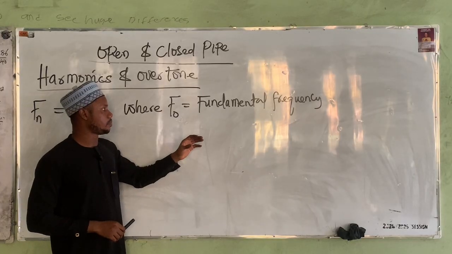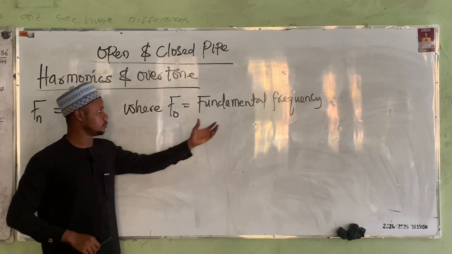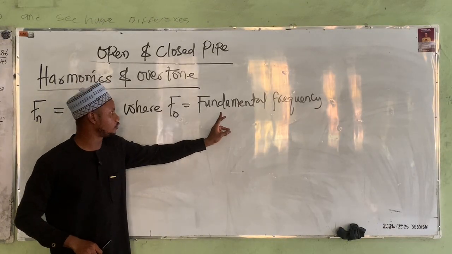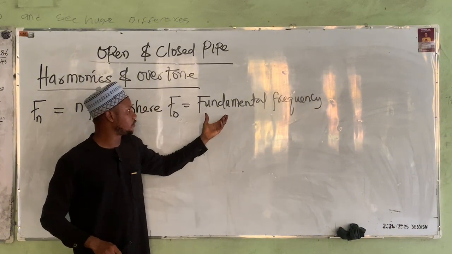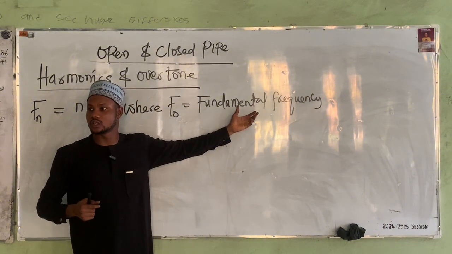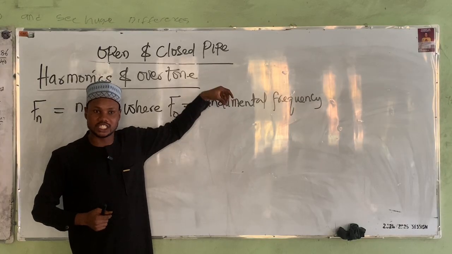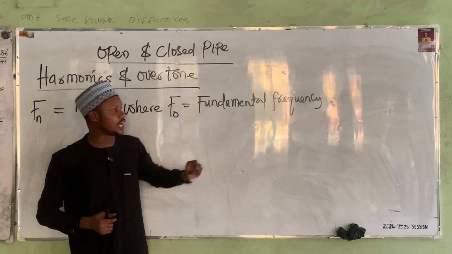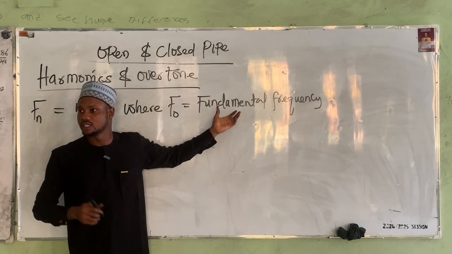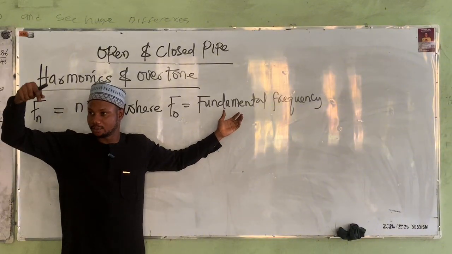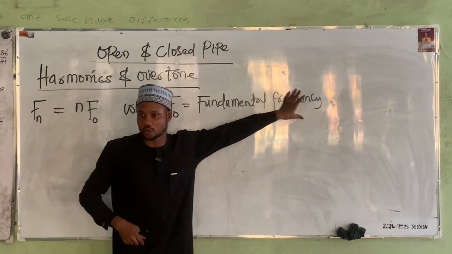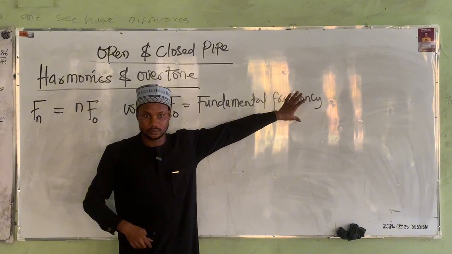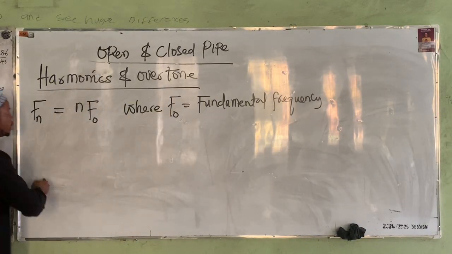So class, before we go further, let's know what fundamental frequency is. Let's stop writing. This fundamental frequency is the frequency gotten from the equation, or the frequency in the equation. So if you are given any equation in terms of wave, the frequency you calculated from the equation or the frequency in that equation is called fundamental frequency. Please take note of this, okay? Now let's move into the next one, that is overtone.